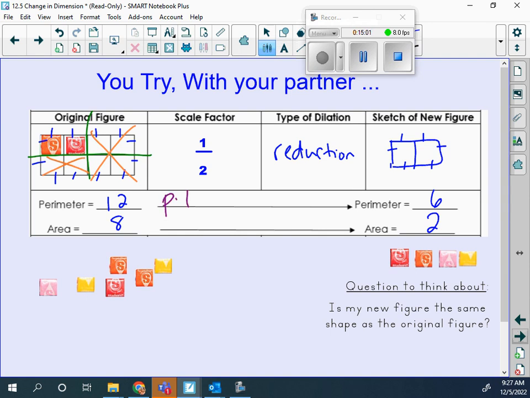Perimeter times the scale factor. Well, what's the perimeter? 12. And the scale factor was half. What's 12 times a half? Scale factor squared, well, that would be 8 times 1/2 squared. Well, what's 1/2 squared? 1/4. What's 8 times 1/4? You're just looking for a fourth of 8, right? Which is 2. Yes, I did not think we needed our calculators. I thought these numbers were relatively easy. Okay? Because I was hoping we could square half and such.